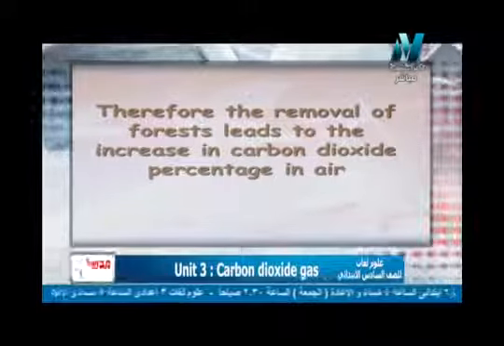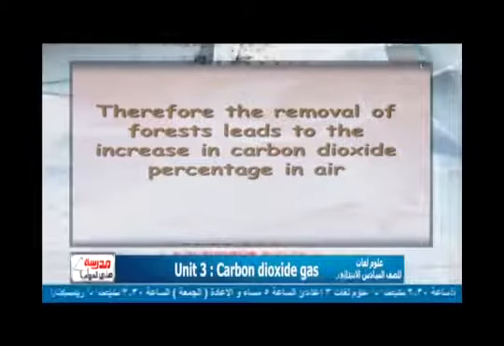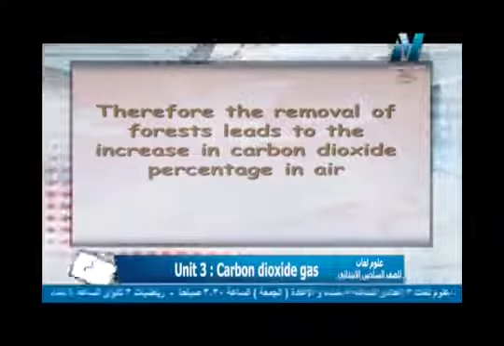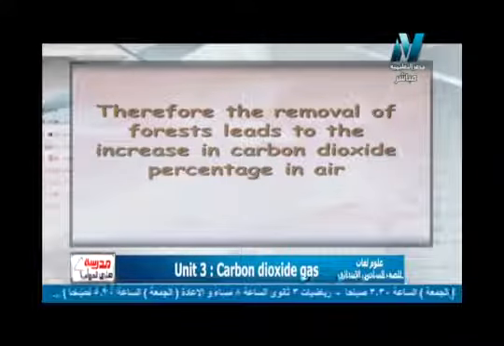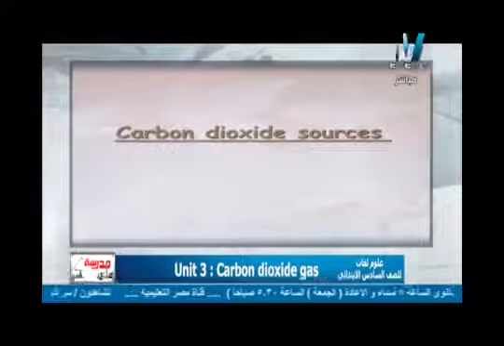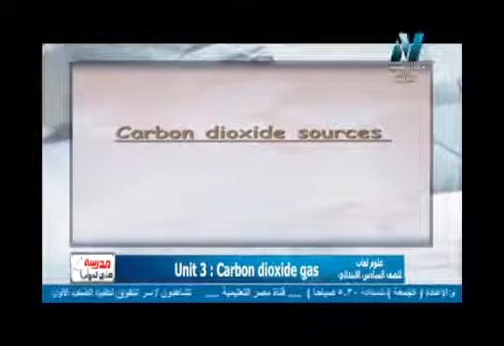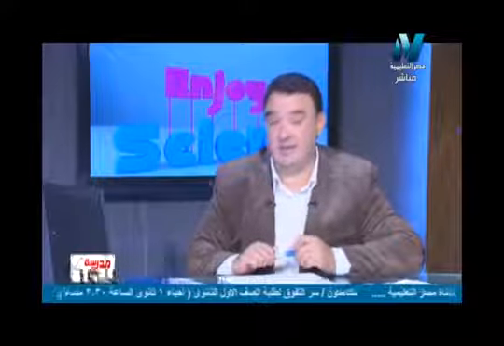لكن لما بنشيل غابات أو أي green plant ده هيزود الكربون دايوكسيد جاز في الاير وهيسبب لي مشاكل كتير قوي احنا بصراحة مش محتاجينها. So again, therefore, the removal of forests leads to the increase in carbon dioxide gas percentage in air. So what are the carbon dioxide sources؟ هنا عايز اعرف كويس قوي الكربون دايوكسيد جاس بيجي منين؟ ايه هي مصادره؟ source يعني مصادر الكربون دايوكسيد.